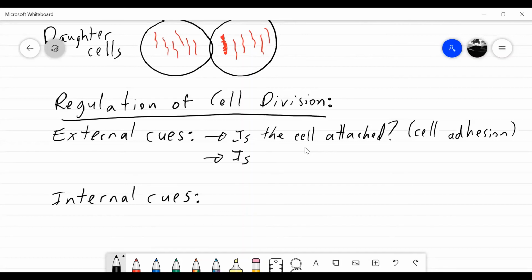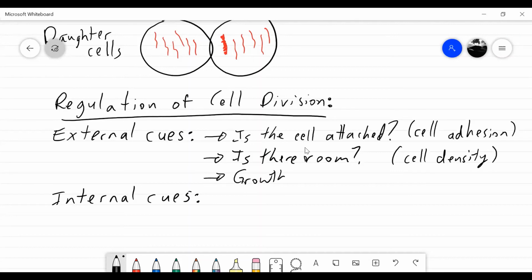Is there room? So again, a cell isn't going to go and try to grow when there's a neighboring cell in the way. So this is sort of a check for damage or growth, right? So we call this cell density. They don't want to get too thick. They want to make sure things are just right. And then the last thing I mentioned are growth factors. So growth factors include things like hormones.